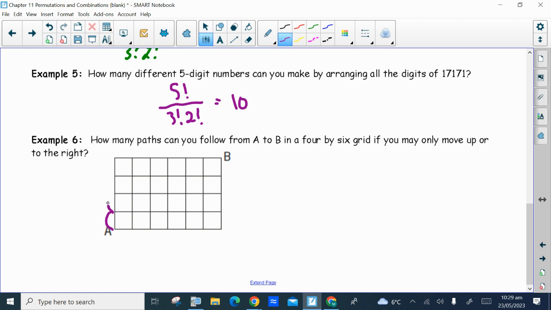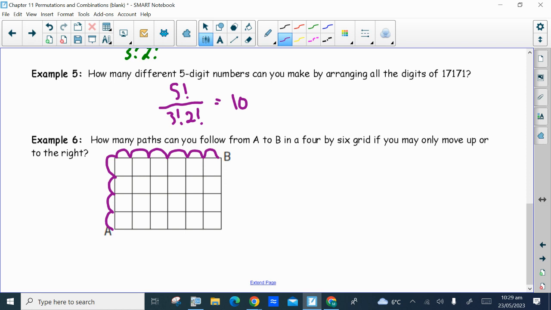And we'll continue. Second, third, fourth, fifth, sixth, seventh, eighth, ninth, tenth. You have to travel a total of 10 blocks. And it doesn't matter what route you follow, it'll always be 10 blocks.